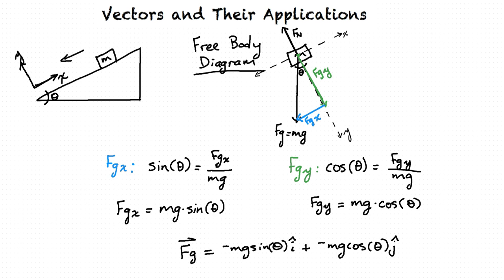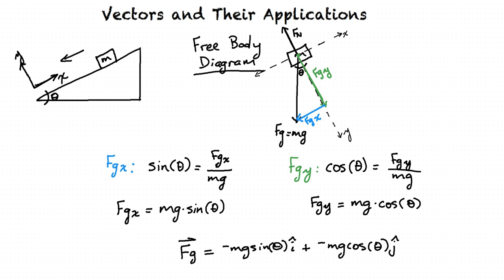Now that we have these components, we can write out force net equations in the x and y directions. In these equations, we would eventually find that the normal force is actually equal to the y component of the gravity vector. This means that the normal force in this problem is actually less than the weight of the object. If the object were placed on a scale on the inclined plane, it would actually give a weight that is less than the object's actual weight.